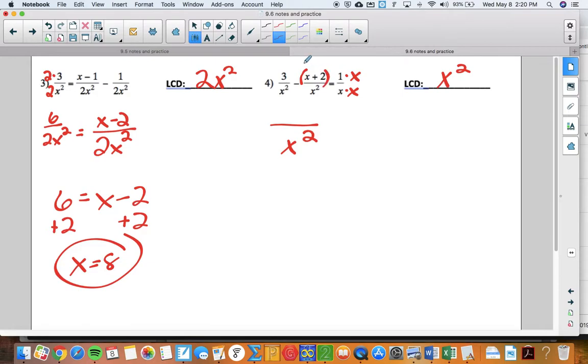Now realize, folks, this is really like 3 minus x, and then that negative sign gets distributed to the positive 2, so it's also a negative 2. It's also getting subtracted away. So we get negative x plus 1 equals, on the right side, I have x over x squared. So I get negative x plus 1 equals x.